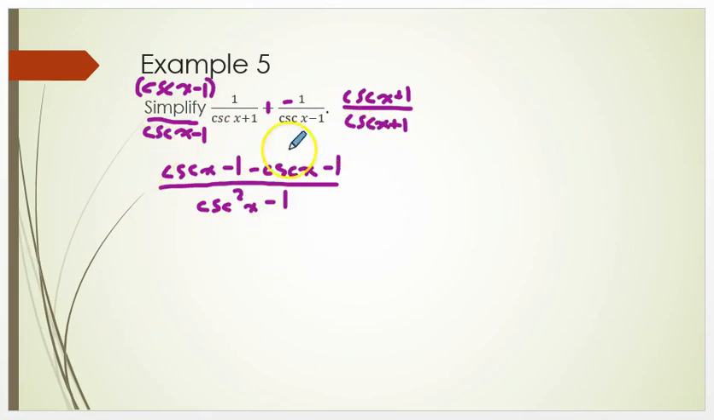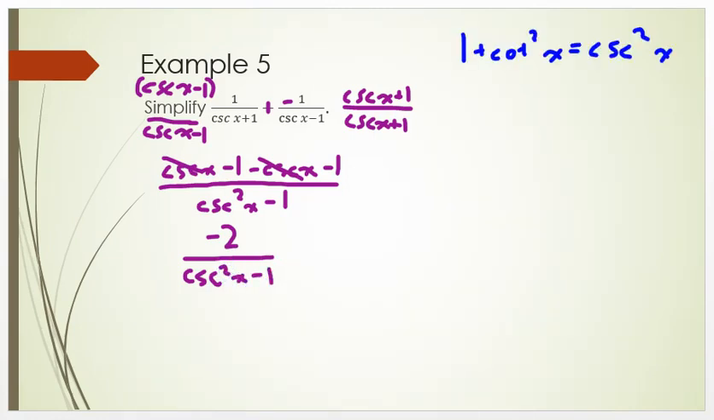Now that I've gotten my one fraction combined into one common denominator, I can start combining the like terms. So I have a positive cosecant of x and a negative cosecant of x, which would cancel just like x minus x. But the -1 minus 1 more, that does not cancel. Be careful on that. This will end up being -2. So now I have -2 over cosecant squared of x minus 1.